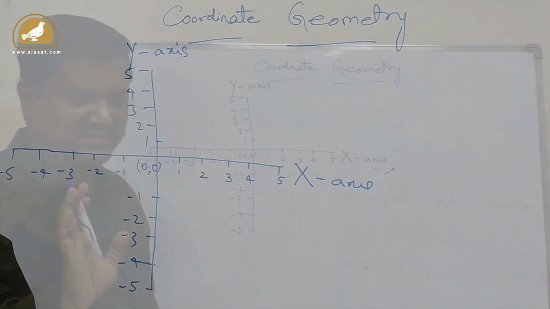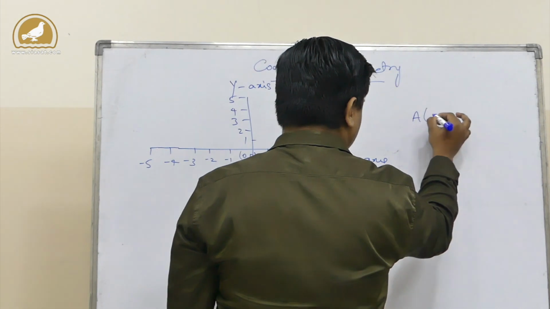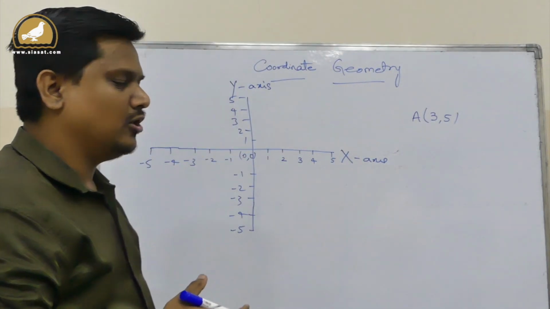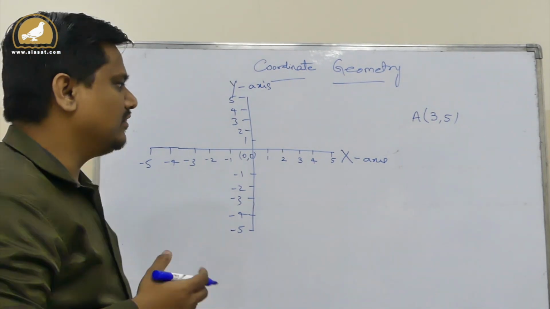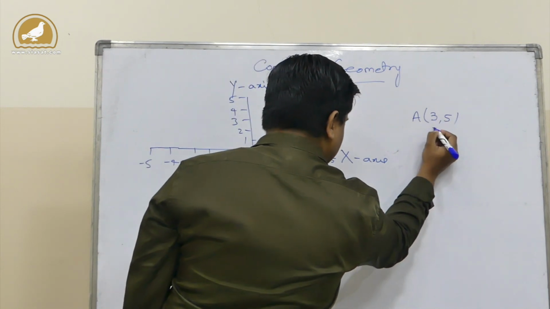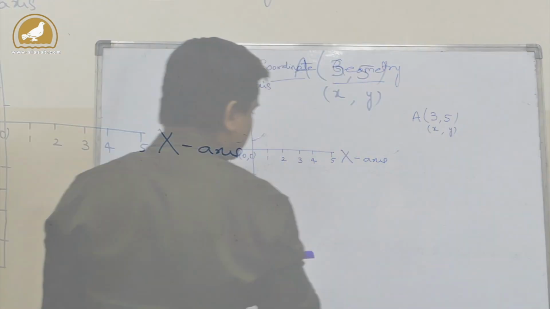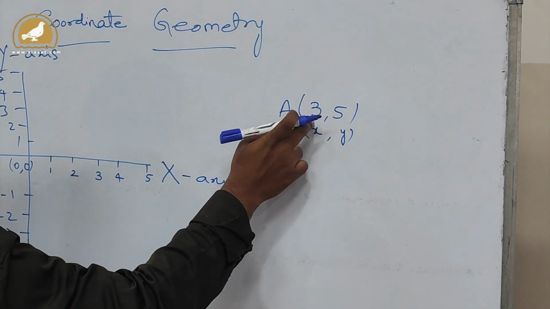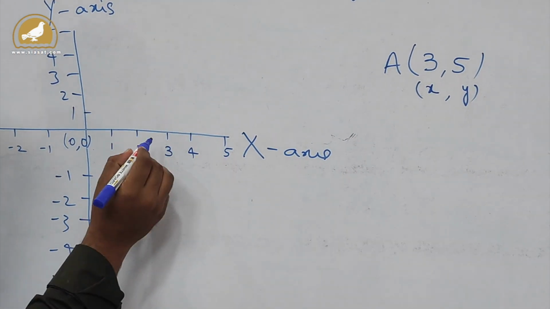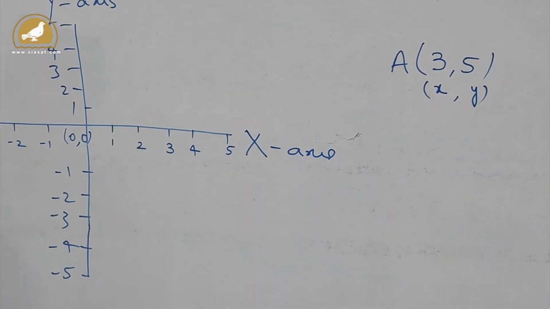Now if someone says a point A (3, 5), if someone asks you to plot the point (3, 5) on this axis, then this 3 is the x-coordinate and this 5 is the y-coordinate. As you can see here, it is positive 3. So the point is somewhere here. The point can be above this 3 or below this 3, depending upon the y-coordinate.